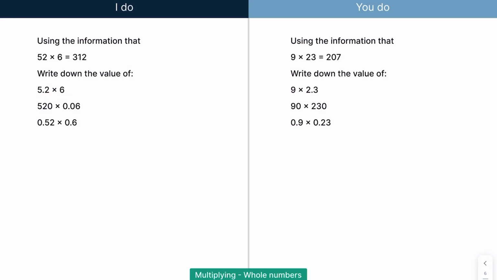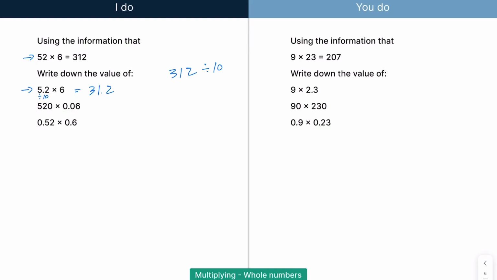So I can see straight away with 5.2 times 6, what's different between what's been given here and here. Well, I can see that the 52 has been divided by 10, which means I'm going to do the answer, which is 312 from there, and I'm just going to divide that by 10. And I'm just going to hop the decimal 1 to the left, and that becomes 31.2.